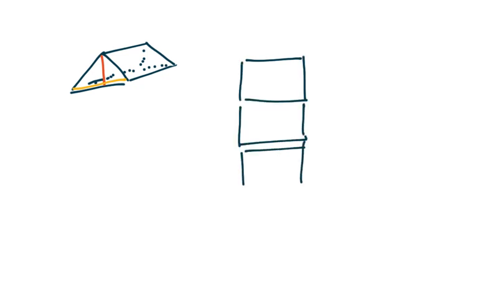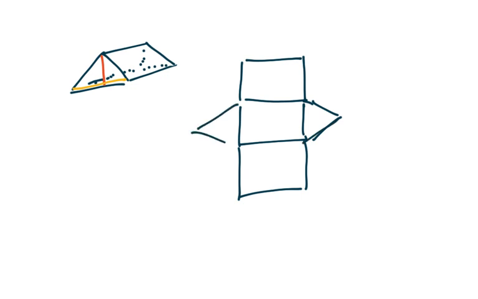We would still make a net. So this would have 3 rectangles. Oops, I didn't mean to separate them like that. And then it would have the triangles on each end. And so it is going to be a slightly more complicated calculation because of that, but you would still calculate what the triangles were, and then you would add them to what the rectangles were.